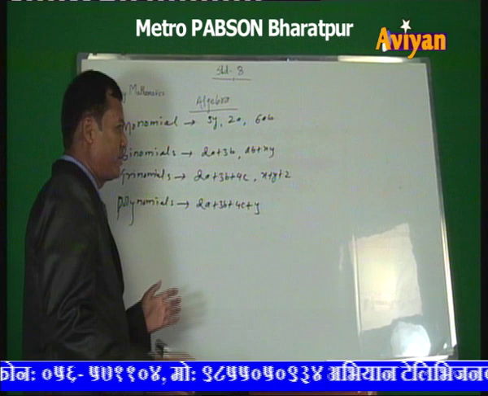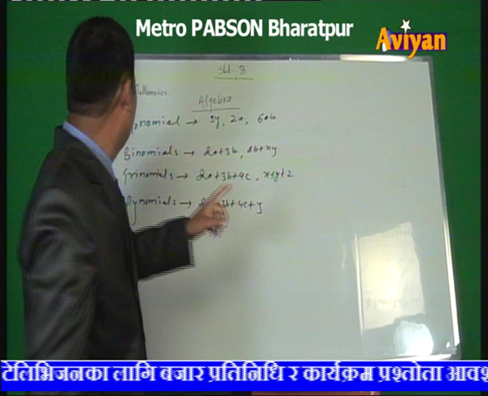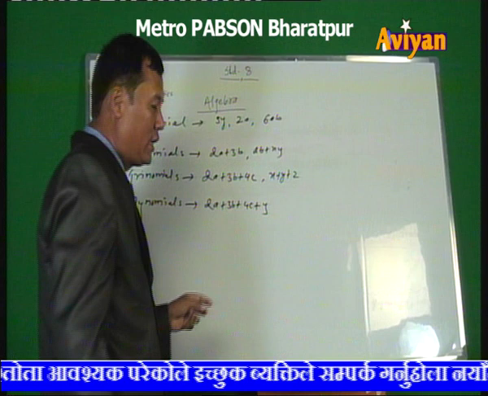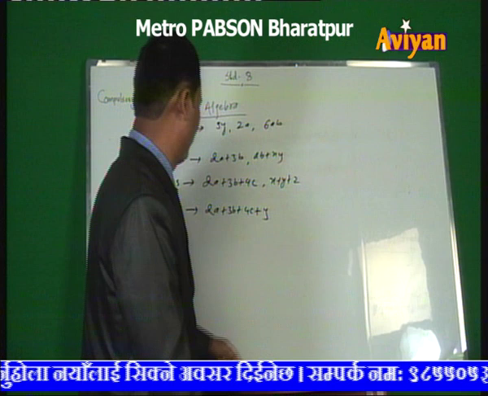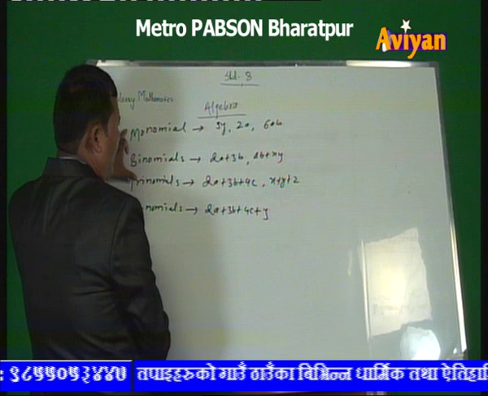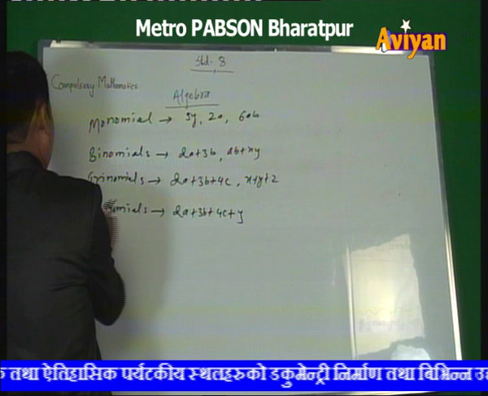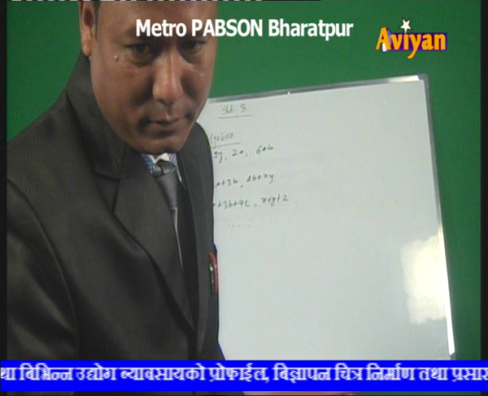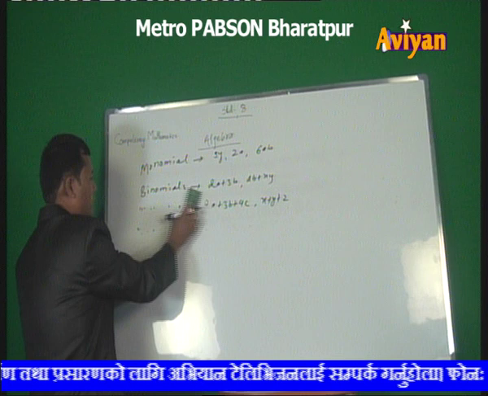Monomial, it has only one term. Binomial, it has two terms. Trinomial, it has three terms. And polynomial, it has four terms. Dear students, please, everybody clear? Monomial, binomial, trinomial and polynomial. Look at the slide, please.